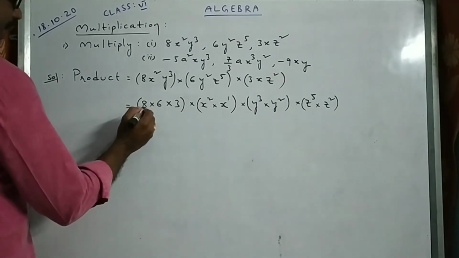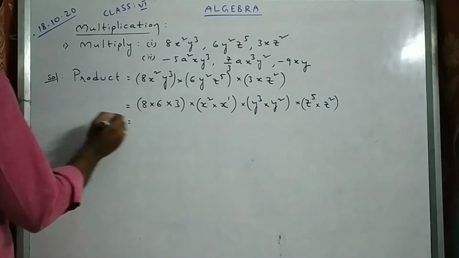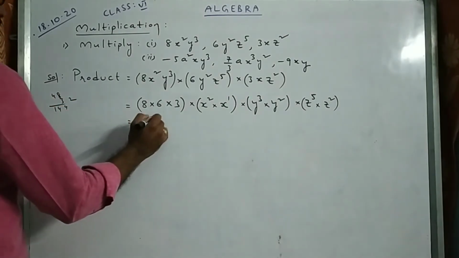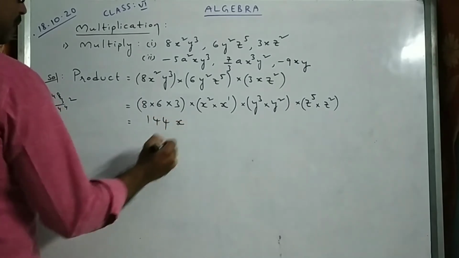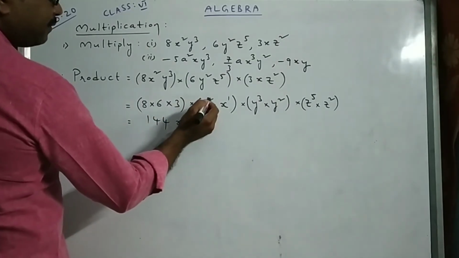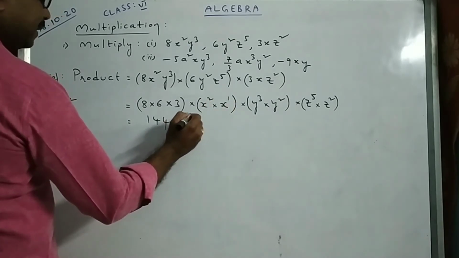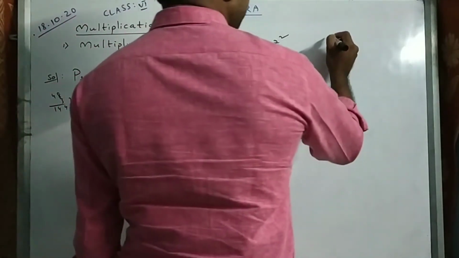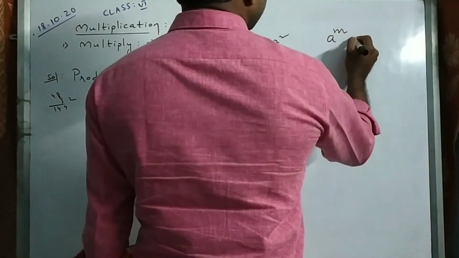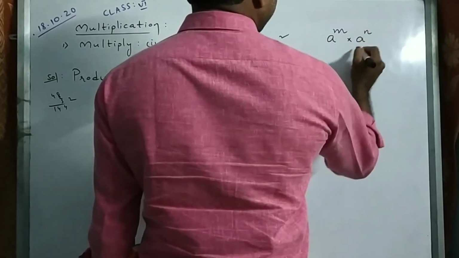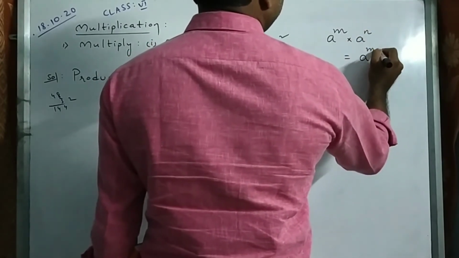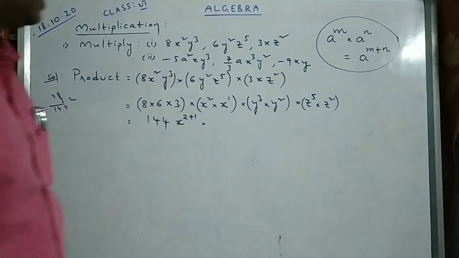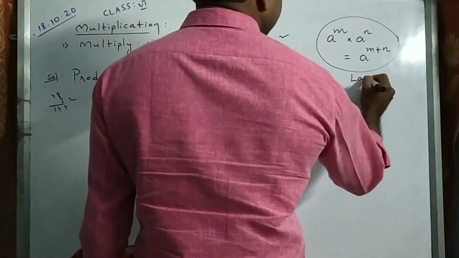Regrouping the terms. 8 6s are 48, 48 3s are 144. X to the power, here we have 2, here we have 1, so we can add them like this. So that is called one formula. Here I will tell you, see. A to the power m into a to the power n is equal to a to the power m plus n. That is the law of exponents.